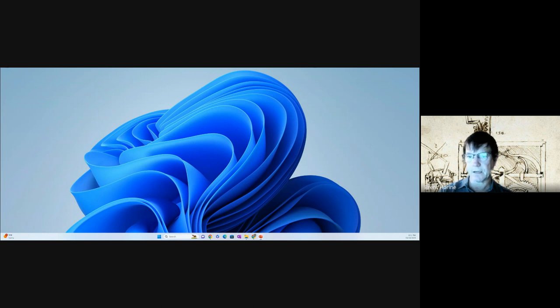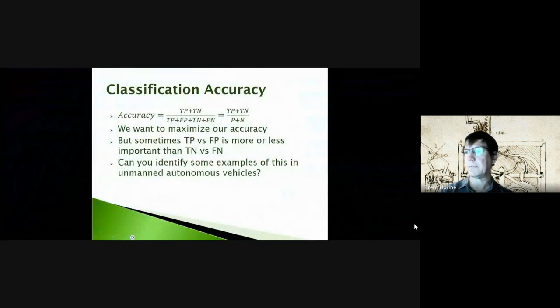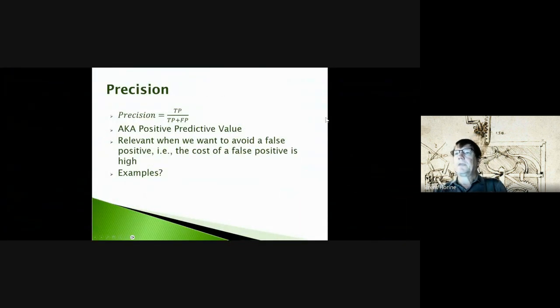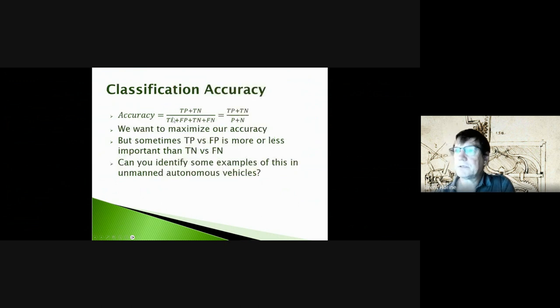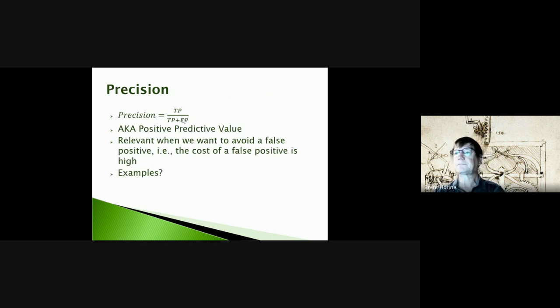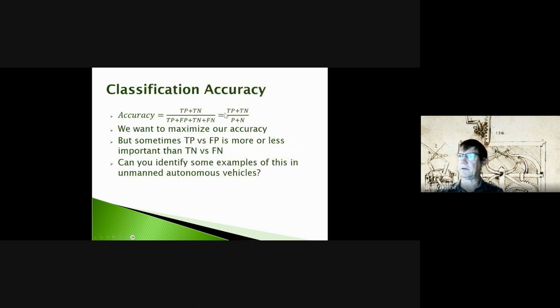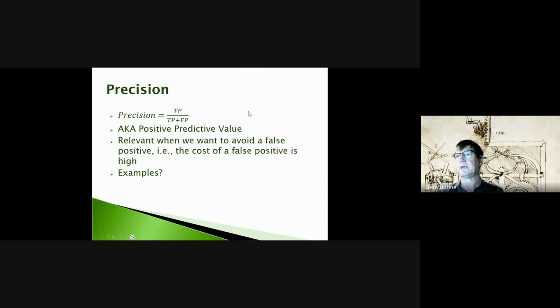Where was I? All right. Because of that, we split these up. Accuracy was the total positives and total negatives over the total, and we want to maximize our accuracy there, but that doesn't give us any idea of how well we're doing relative to positives versus negatives.